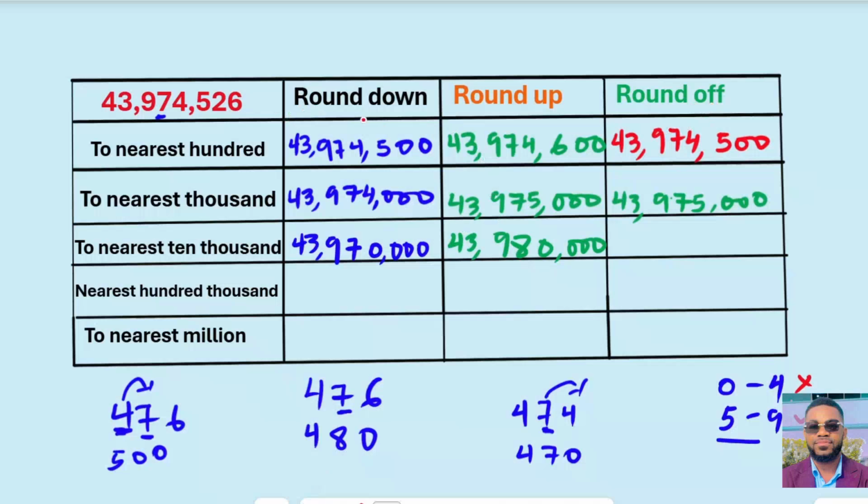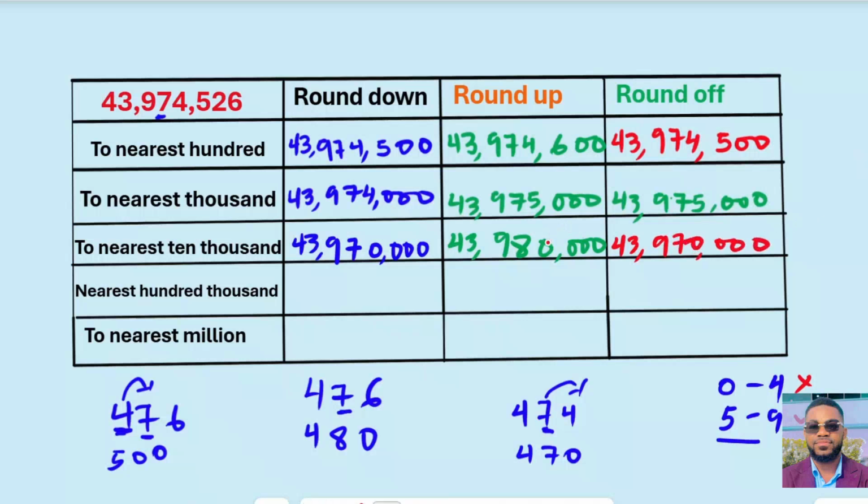To round off, you have to do the original thing. We have to go by the rule. According to the rule, the number is 7, and the number behind is 4. 4 is not up to 5, so we can't add 1 to this. We just maintain this 7. So our answer is going to be the same as this one. So we have 43,970,000. That is our answer.